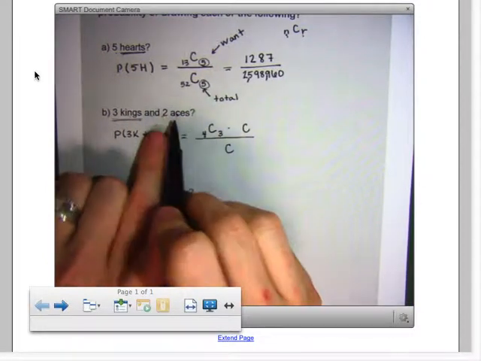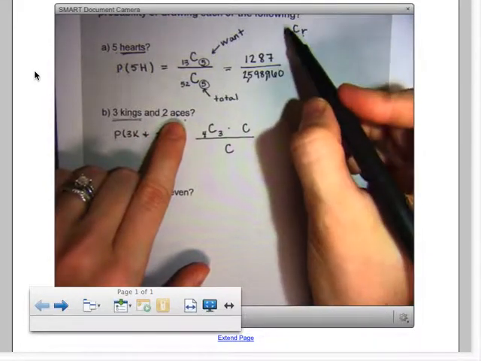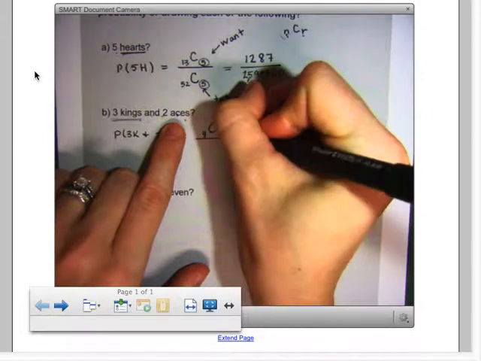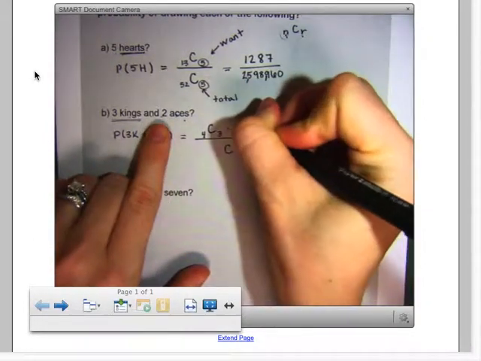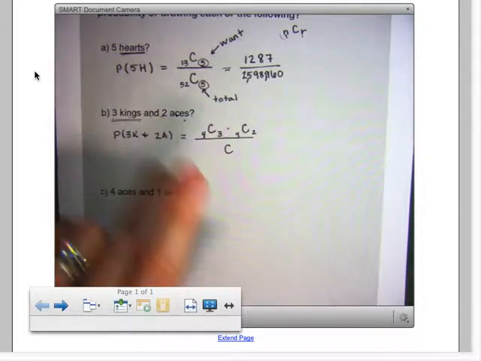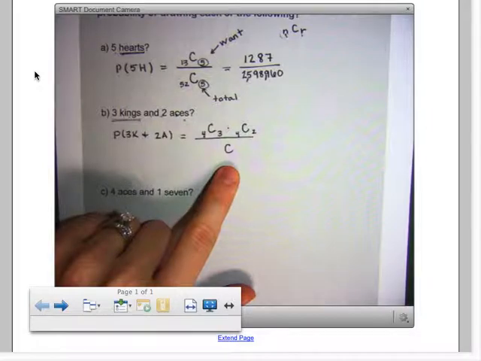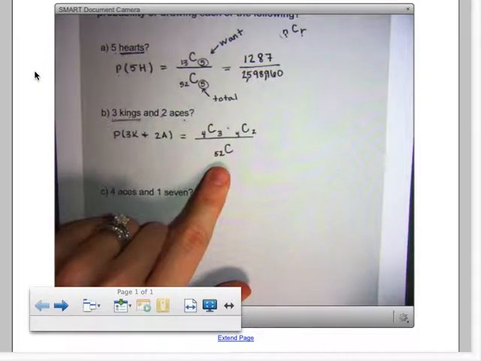The next one, I'm looking for 2 aces. So aces are my total, and there are 4 aces in a deck. But I only want 2 of them, so my r is going to be 2. For this C down here, this is my total. We're dealing with a deck of cards again, so the total is 52.